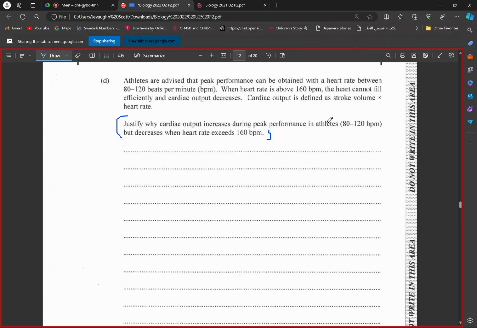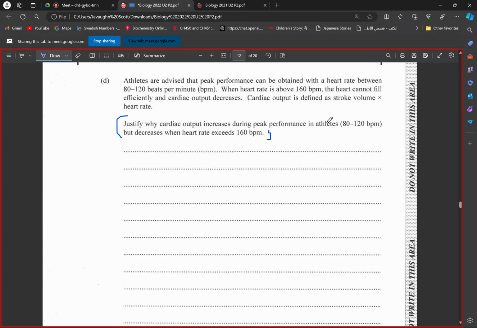Are we explaining why heart rate increases? No, we're explaining why cardiac output increases, not heart rate. Well, I mean, heart rate is a component of cardiac output. Cardiac output is stroke volume times the heart rate.